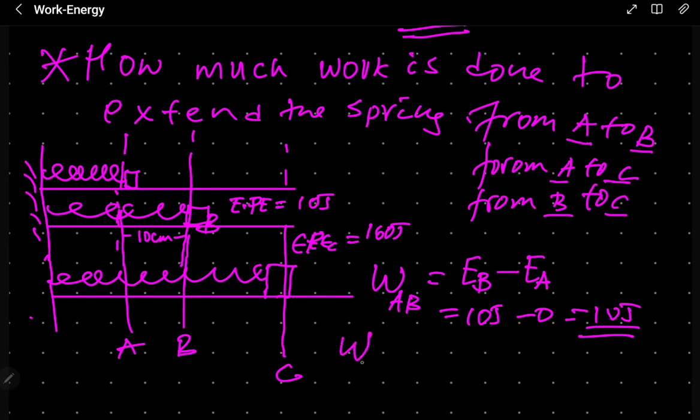Now, how much work is done to extend the spring from A to C? This is the same as the energy of C minus the energy of A. The energy of C is 160 joule minus the energy of A, which is 0. So this will give you 160 joule.